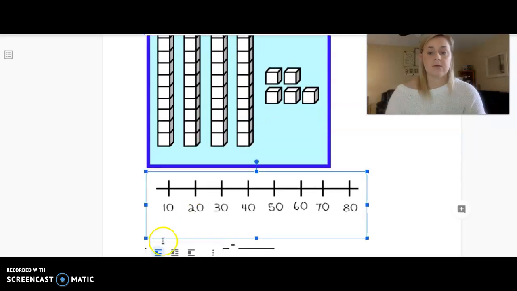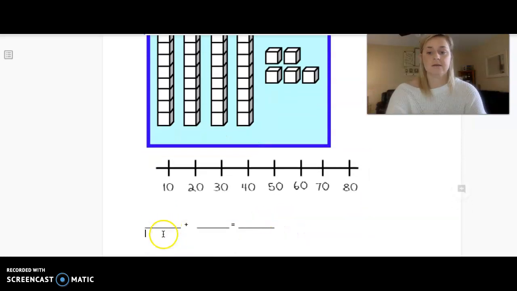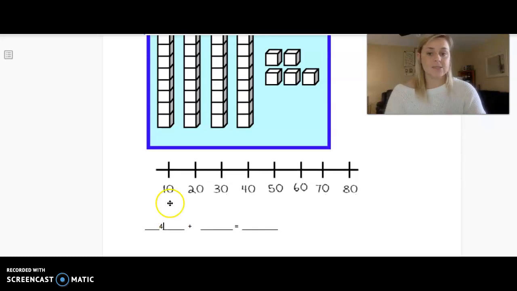So I'm going to go to my first equation and put 4. But I didn't count by tens yet, so I'm going to use my number line to count by tens. You can choose to use a number line and write out a number line on a piece of paper to help you answer your questions, or you can just count it with your finger. So I'm going to use my finger, so I'm going to go 10, 20, 30, 40. So my number that goes here is 40.